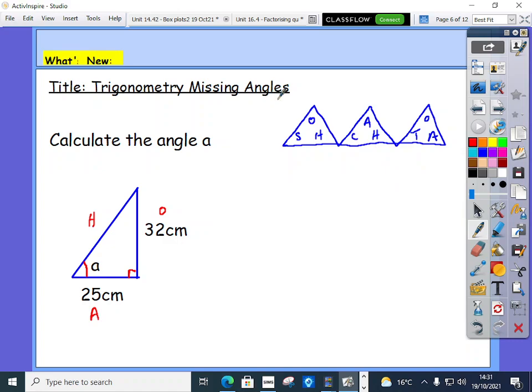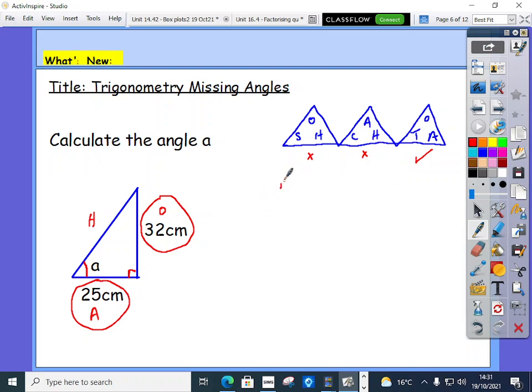Now in this case we're finding a missing angle. So in order to find a missing angle, we'll be given the length of two sides. So we've got the opposite and the adjacent. Has that got opposite and adjacent? No. Has that got opposite and adjacent? No. So that's not it. Opposite and adjacent? Yes. We're going to use the tan triangle.